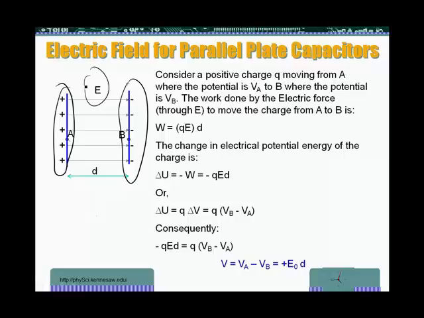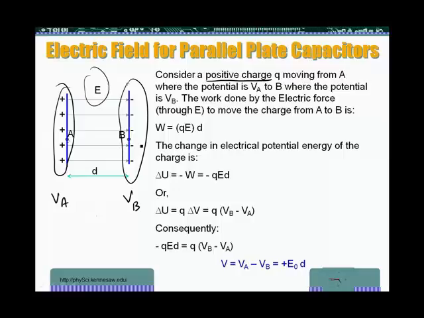So for doing that, consider a positive charge that we are going to move from A, where the electrical potential is VA, to point B, where the electrical potential is VB. Okay, now just before going through with that, remember the potential near positive charges is positive, and near negative charges it is negative. So actually we are going downhill here from A to B. The potential is decreasing.